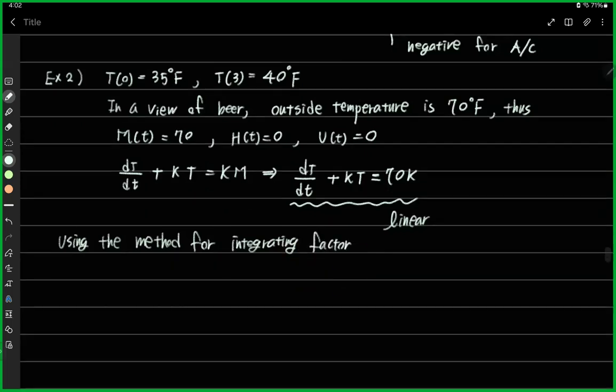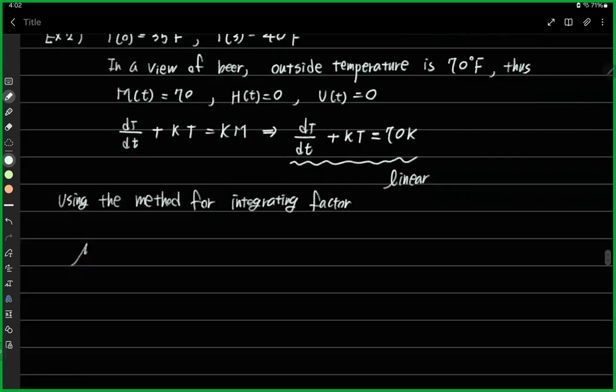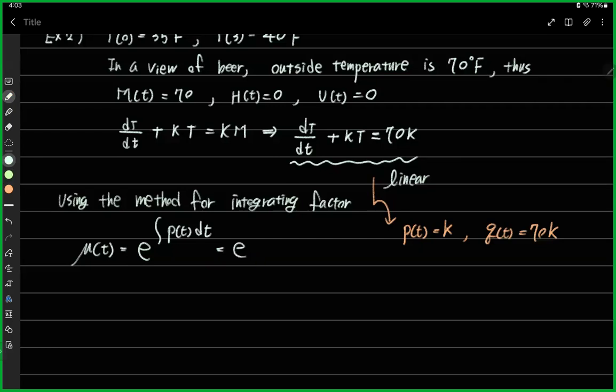Okay. So now we will find the integrating factor mu. Mu of t is equal to e to the integral of P of t dt, right? So I think we need to figure out P and Q right there. So here, what is it? P of t is k, right? And Q of t is 70k, right? Okay. So now this is equal to e to the integral of k dt, which is e to the kt.